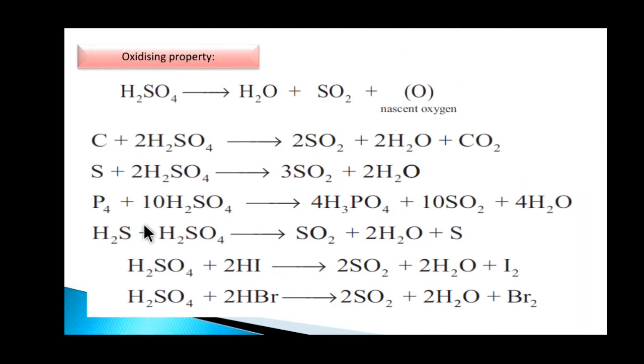An oxidizing property. Sulfuric acid is an oxidizing agent as it produces nascent oxygen. That's why it explains the oxidizing property. So sulfuric acid dissociates to give the products water, sulfur dioxide and atomic or nascent oxygen.